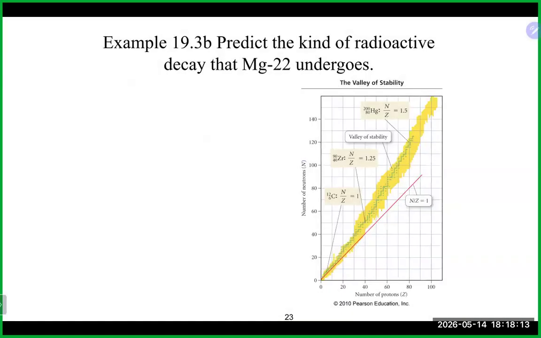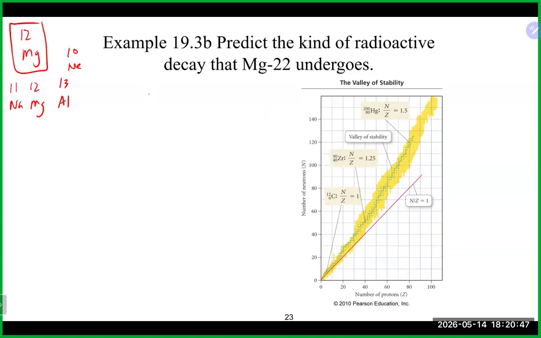Let's take a look at one here. Why don't you give it a try? Magnesium 22. We want to know, is it stable? And if it is not, what type of radioactive decay will it go under, and write the equation for what it will go under.